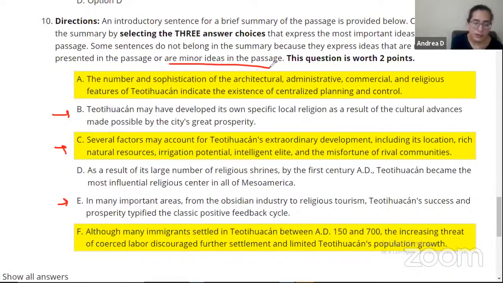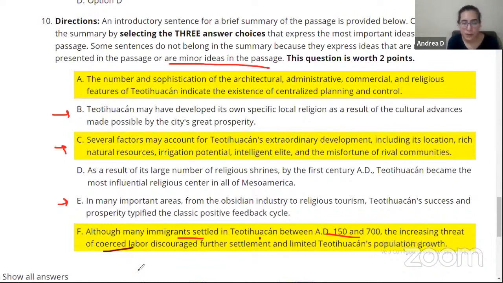A lot of people are gonna see something like, okay, many immigrants settle in Teotihuacan, and between this and this and the increasing threat of coerced labor, and so on. They're gonna see this and remember reading something about immigrants in the text, and they will be like, oh yeah, they mentioned the immigrants, so I'm gonna choose that one. So try not to do that. Try to think of it in general terms, okay? It's never gonna be about something so specific.